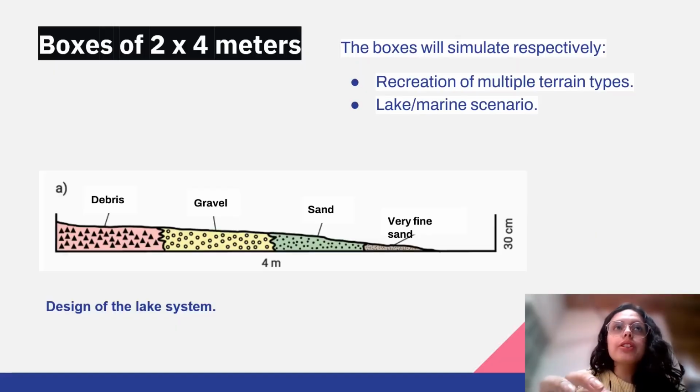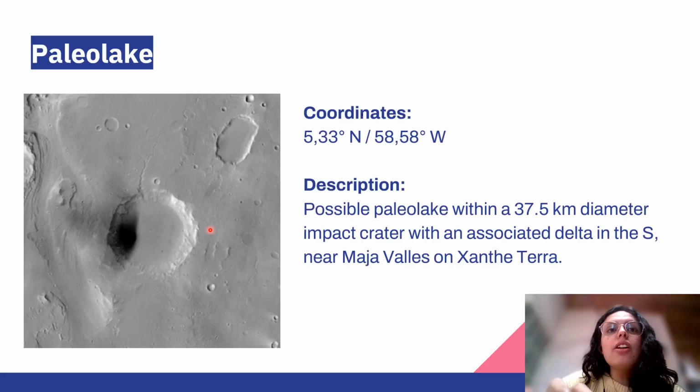The other 2 boxes will be 2 by 4 meters in size, one of which will be divided into sectors to simulate different types of terrain, and the other will represent a paleo lake bed. As an analog, I chose this one within a 37 kilometer impact crater north of Valles Marineris. The delta associated with this deposit is visible in the south, and I found this one very interesting also because of this very distinct albedo change.